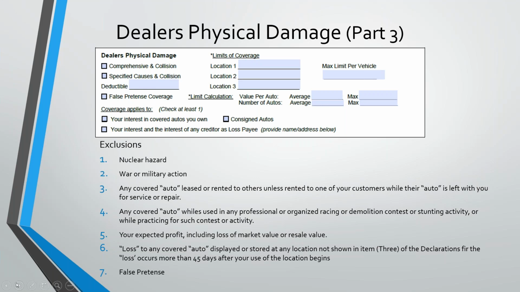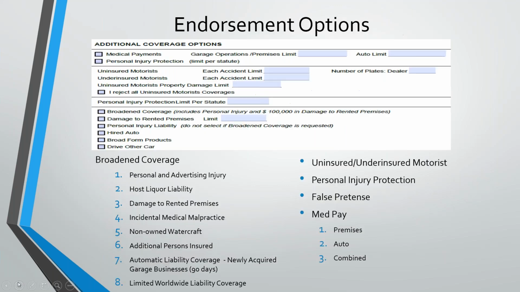Loss to any covered auto displayed or stored at any location. That's a temporary location aspect to this, so we need to be aware of all the locations he may use. If he's transporting a vehicle back and storing it in a location for just 10 days, he'll have automatic coverage for that vehicle for a while. But if he's going to leave it stored somewhere more than that, 45 days, we need to be aware of that location. He won't have coverage for that vehicle at that location because we're not aware of it after that part of the time. There again, unless you select false pretense coverage, it's not going to be applicable to the policy. That's a separate coverage.